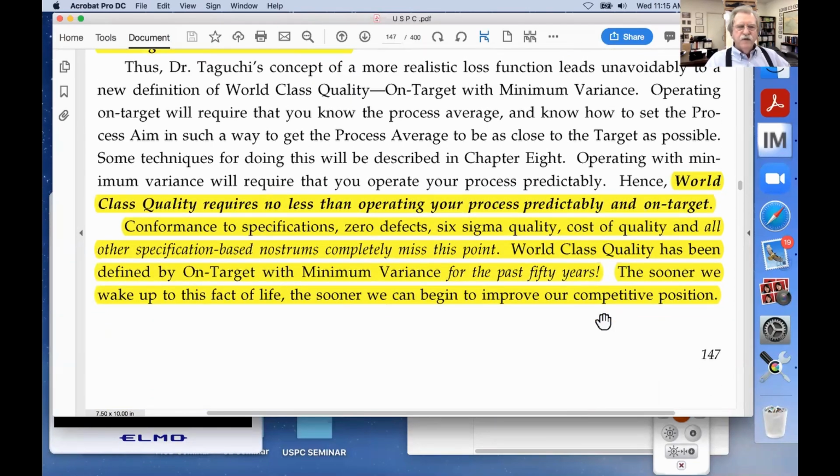So conformance to specifications, zero defects, Six Sigma quality, cost of quality, and all other specification-based nostrums completely miss this point. World-class quality has been defined by on target with minimum variance for the past 60 years. The sooner we wake up to this fact, the sooner we can begin to improve our competitive position.